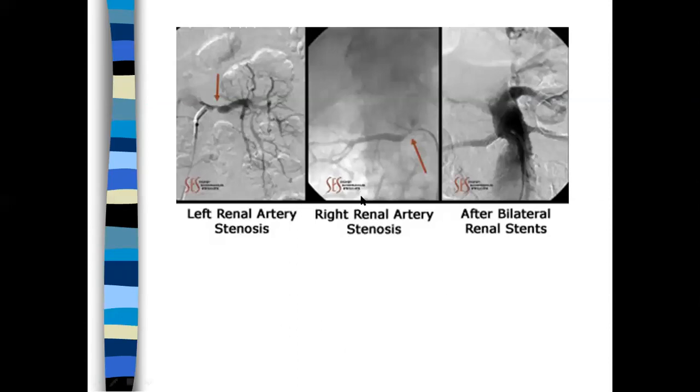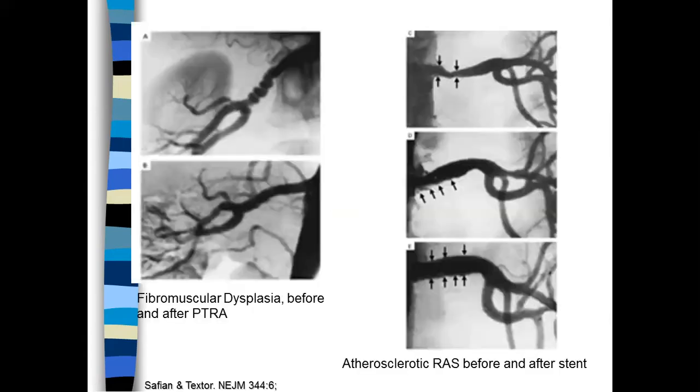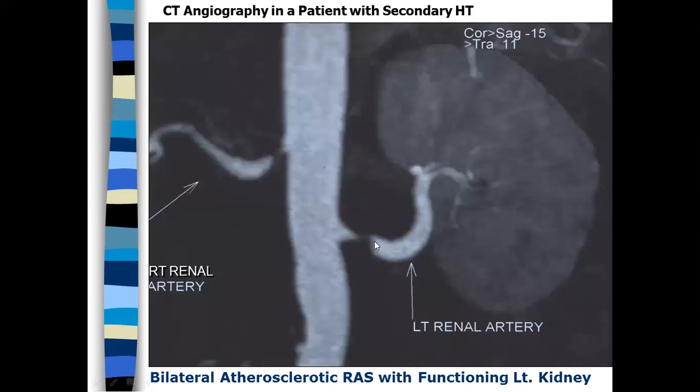When you do multi-slice CT of the renal arteries, you might find this obstruction, as you can see, or here, renal artery stenosis. In the CT scan, here you can find renal artery stenosis, and here as well. If you do multi-slice CT with angio, you can find this picture: a very tight origin of the left renal artery and this of the right renal artery.